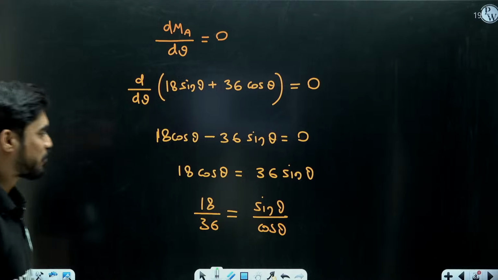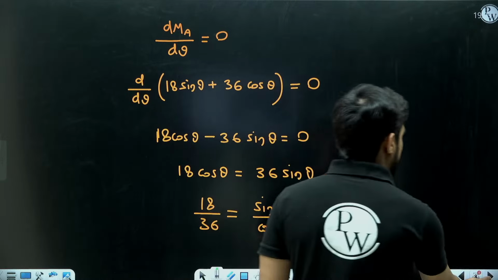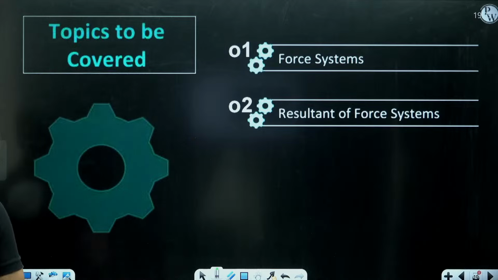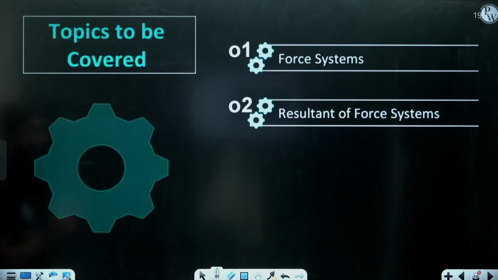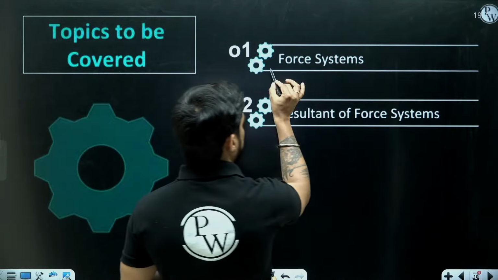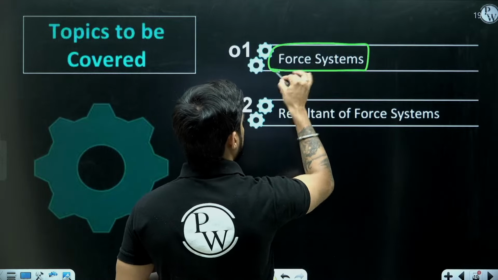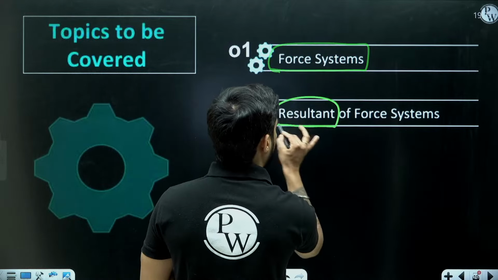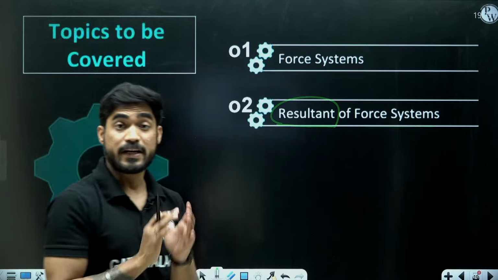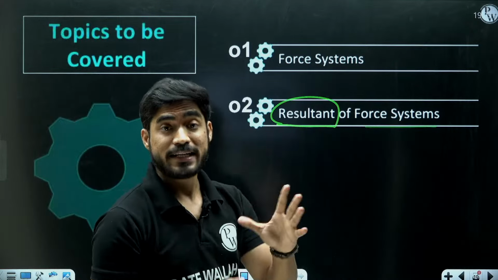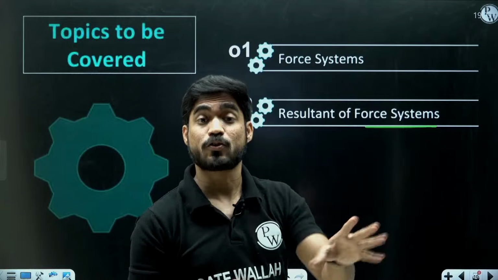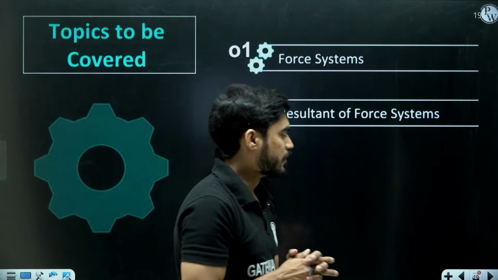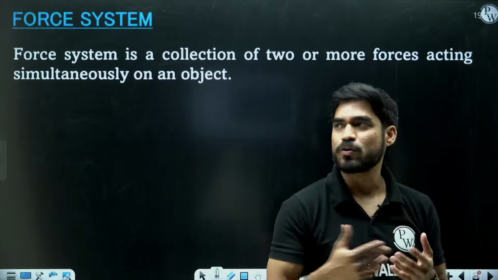Okay, chalo. So this was the last class assignment question. Let's move on to today's lecture. In today's lecture, we are going to learn about force systems, what are different types of force systems, and then we will see how to calculate the resultant of these force systems. Very important question. You might get direct questions from this concept, finding the resultant of force systems. Okay. So let's first understand what are force systems.